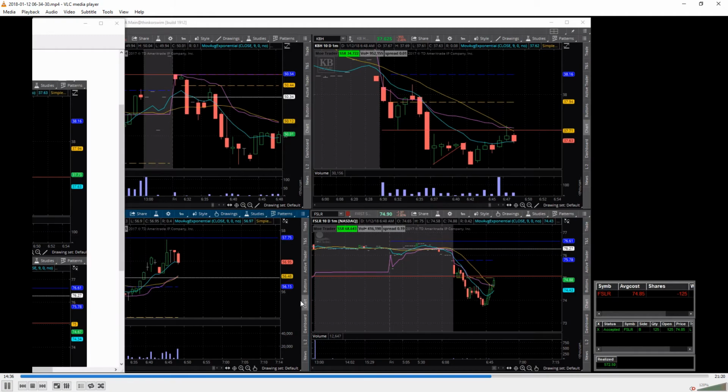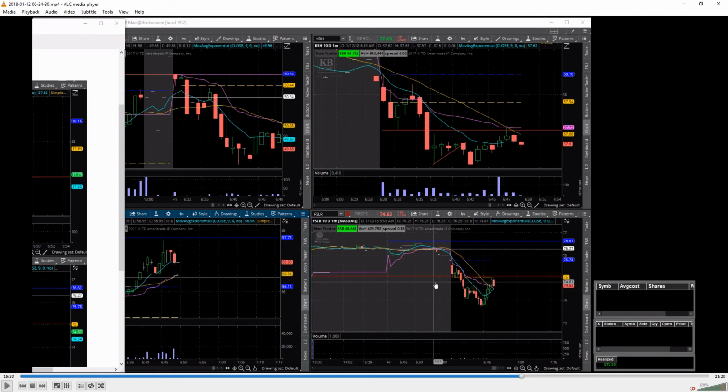KBH is rejecting VWAP right there. And FSLR, it's actually popping to my entry, so I put an order right there to close it down, and it just got me in, and I was out. So 15 minutes into the day, I was up 572 bucks. I actually ended up the day with 622 bucks or so.